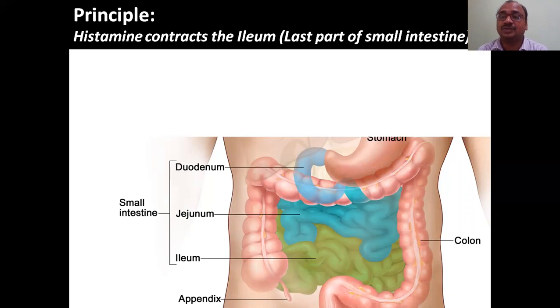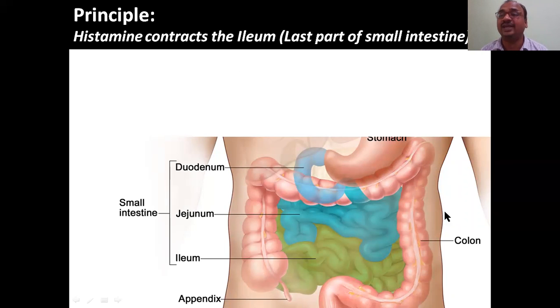Okay, so this is called ileum. Keep in your mind, not Ileana. Ileana is a heroine, a famous film heroine. Ileum is different. Ileana is different. Okay. It is the last part of the small intestine.